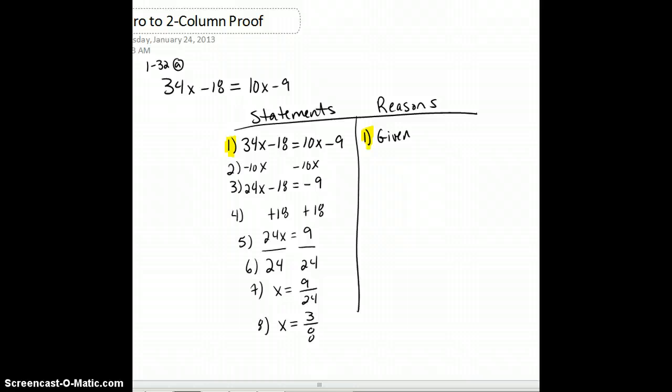All right, I have 8 statements that I now need to supply reasons for, reasons as to why I chose to perform certain steps. So reason number 2, I'm simply going to state exactly what I did. In number 2, I combined my like terms.